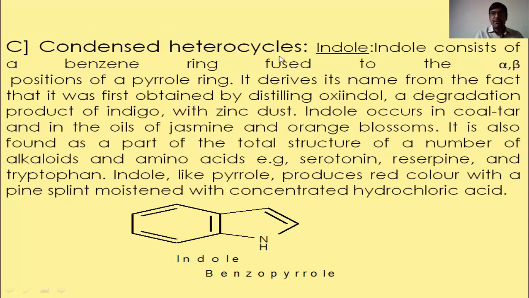The condensed heterocycles. In this section we are going to see only the synthesis of indole and quinoline. The first one is indole. Indole consists of a benzene ring fused with the alpha-beta position of the pyrrole ring, meaning a benzene ring is fused with this pyrrole ring, that's why it is called benzopyrrole.